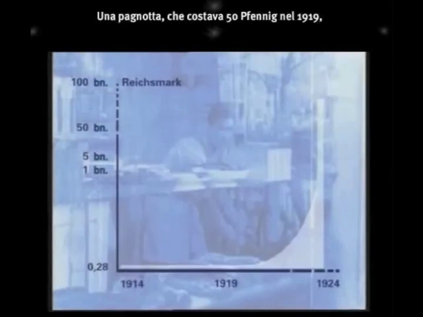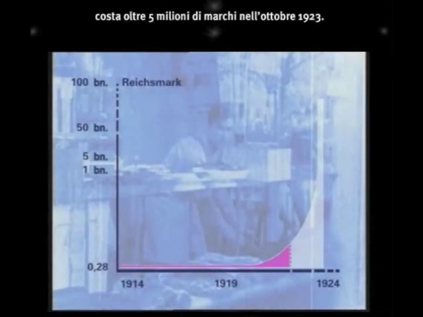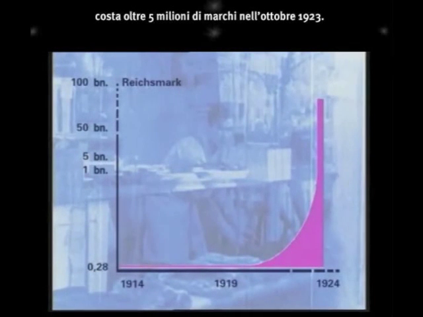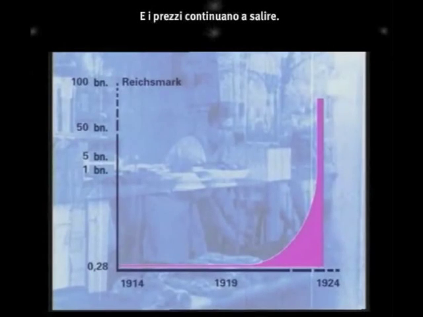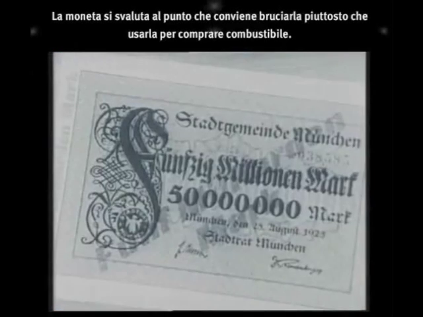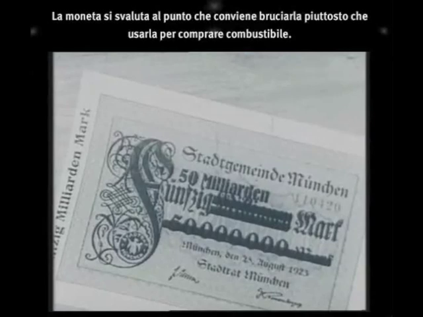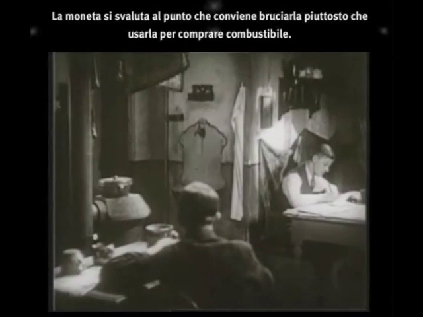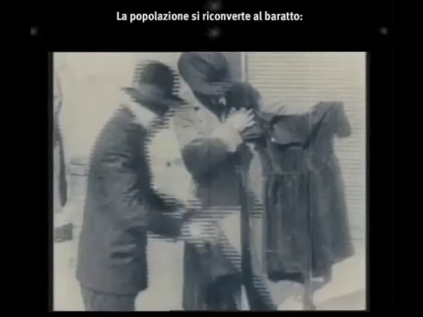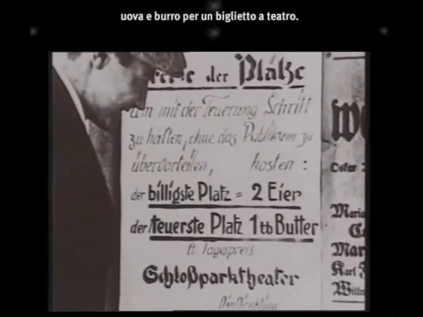A loaf of bread, which had cost just 50 pfennigs in 1919, cost more than 5 billion Reichsmark in October 1923, and prices continued to rise. Finally, money became so worthless that it was cheaper to burn it than to use it to buy fuel. Money had largely lost its function. People turned to bartering. Eggs and butter for theatre tickets.